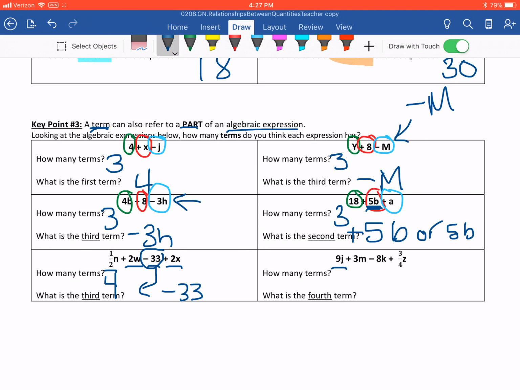And the last one, 9j, plus 3m, minus 8k, plus 3/4 z. So, again, there's 4 terms. What is the fourth one? So this one's 3/4 z. And again, I can put the plus sign or I can leave it. For this one, I'm just going to leave it off.